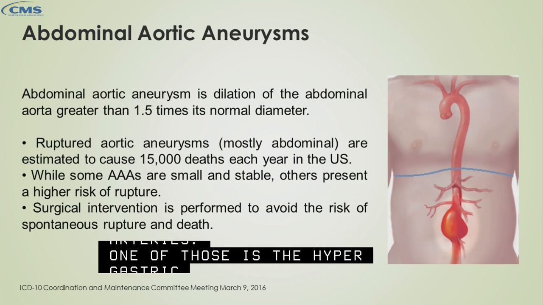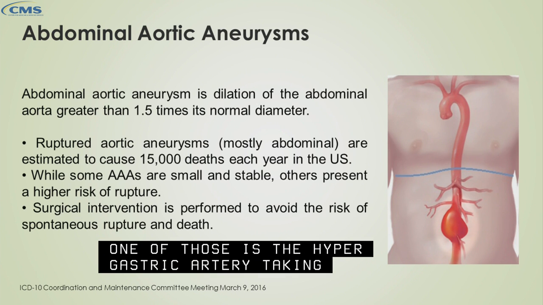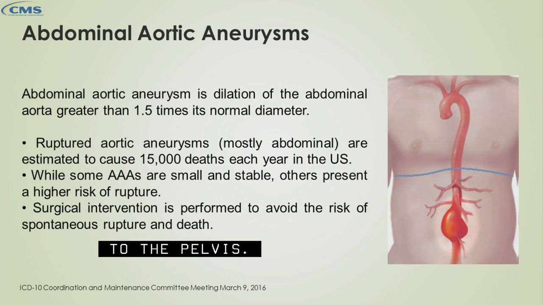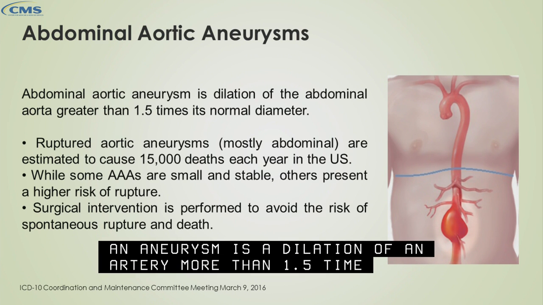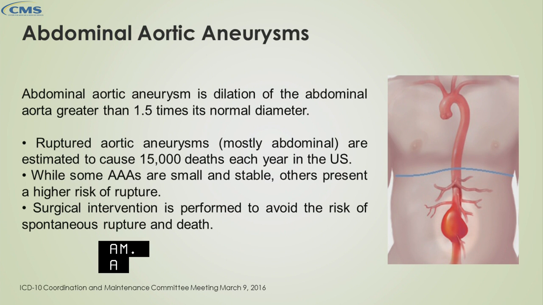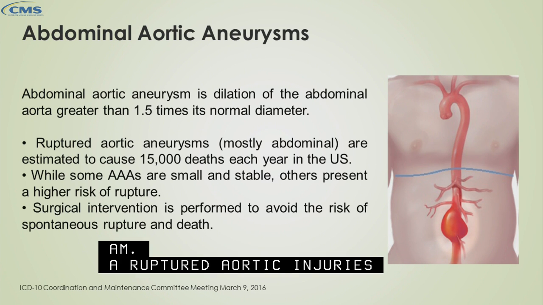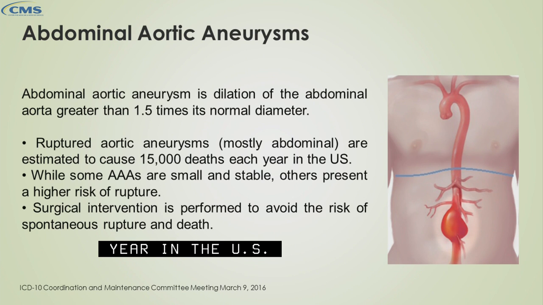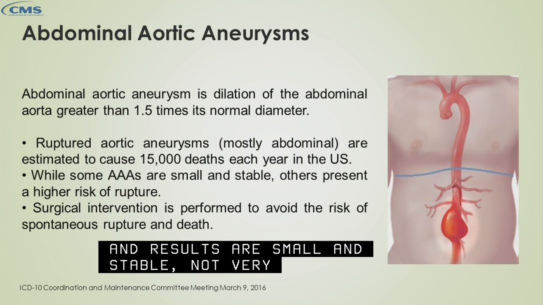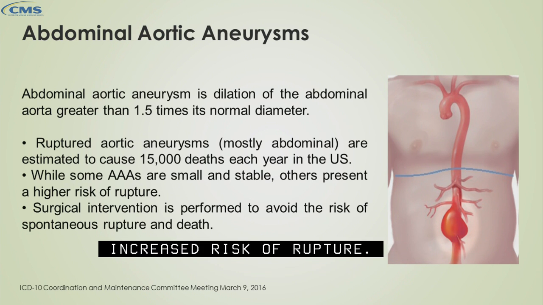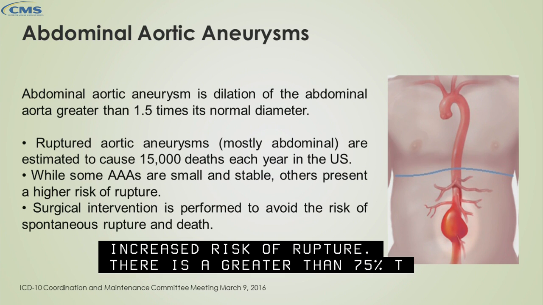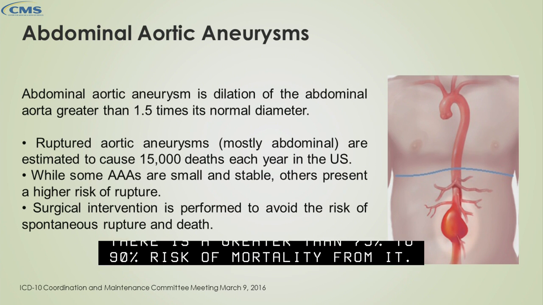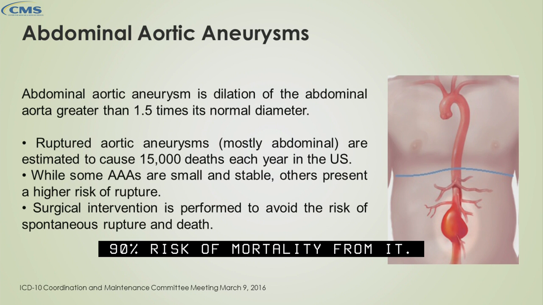So just a little rehash of aortic aneurysms. An aneurysm is a dilation of an artery more than 1.5 times its normal diameter. Ruptured aortic aneurysms account for 15,000 deaths each year in the US. When aneurysms are small and stable, they're not very risky, but as they get bigger, there's increased risk of rupture. When someone has a ruptured aneurysm, there's a greater than 75 to 90% risk of mortality from it. Whereas if we fix it electively before they rupture, the mortality is much more acceptable, in the 5% range.